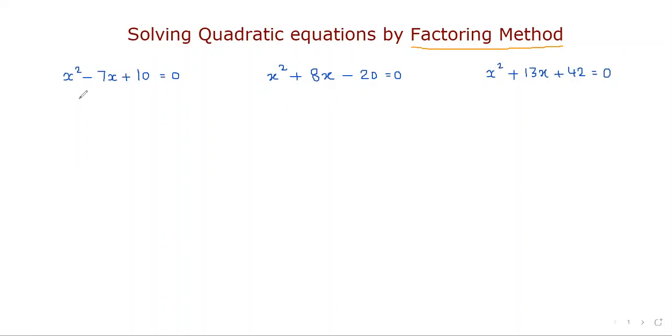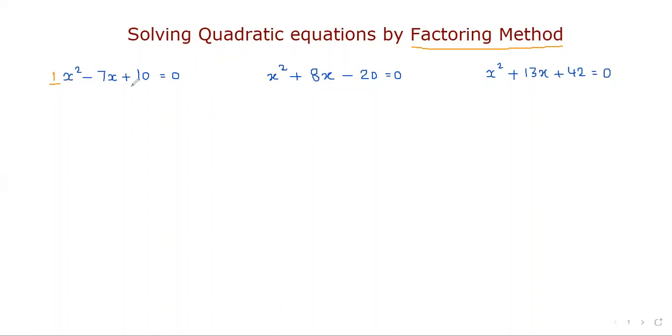So if the equation is in the form of a monic polynomial, meaning the leading coefficient is equal to 1. Here the coefficient of x squared is 1. That means it is a monic polynomial. So whenever you have a monic polynomial, we can solve it by the factoring method. The method is very easy.